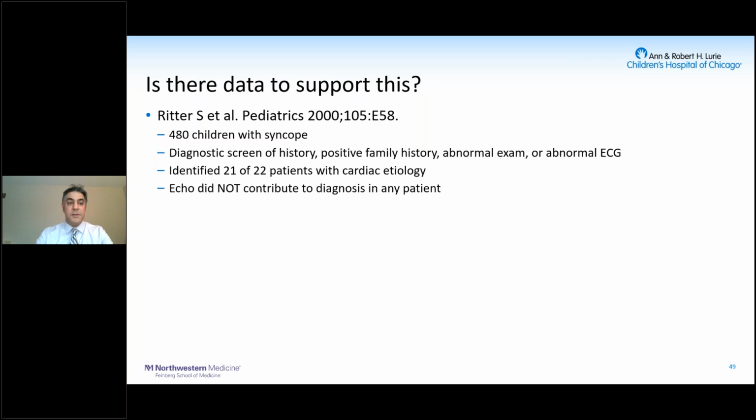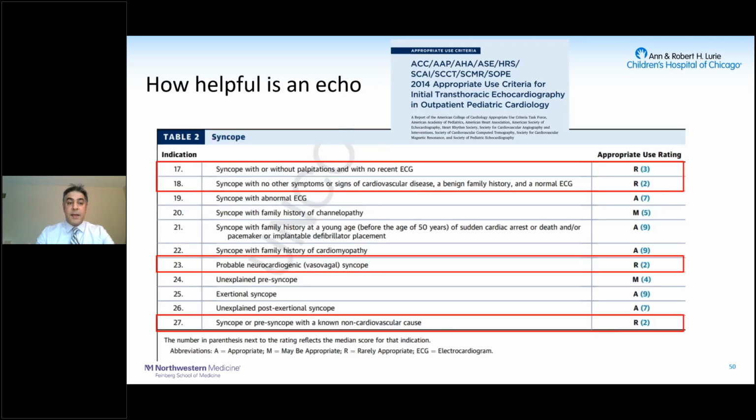Is there data to support this? So this study looked at patients seen in cardiology clinic, about 480 patients, and using what we discussed as a screening tool, if there's a positive in their history, family history, exam, ECG, they were able to identify 21 out of 22 patients that had a cardiac etiology. And when there was no red flag, doing a random echo did not contribute to any cardiac diagnosis in these patients. In appropriate testing, if there is not a red flag in what we have discussed, it is not useful to do an echo in a patient, specifically if everything is normal and you suspect vasovagal or neurocardiogenic syncope.